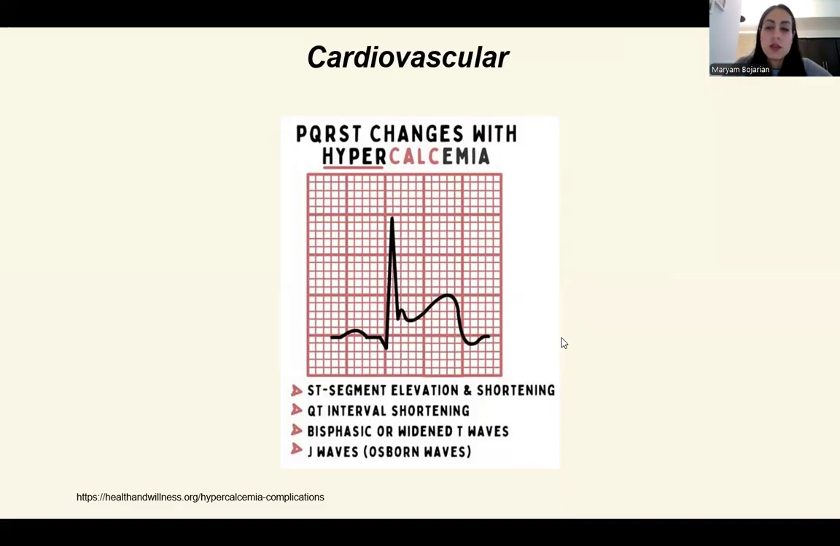Be careful and pay attention to the QT interval, the distribution of changes, and cardiac biomarkers. Those can help you prevent misdiagnosis. So again, hypercalcemia can mimic MI on EKG.